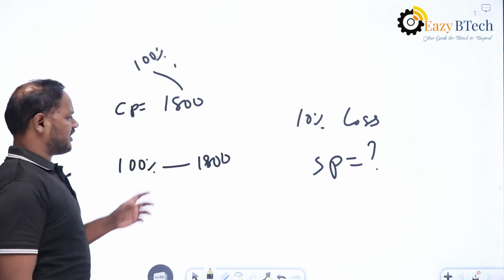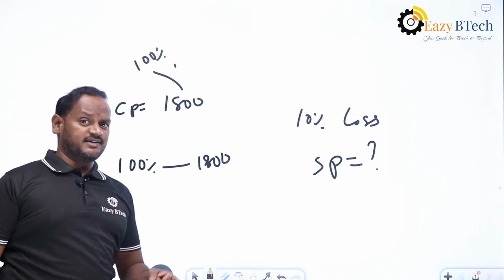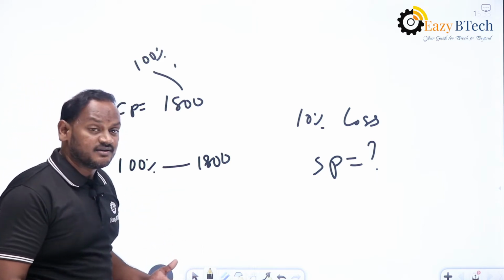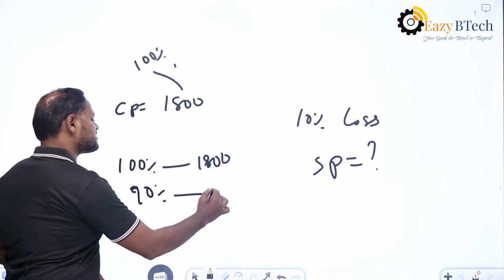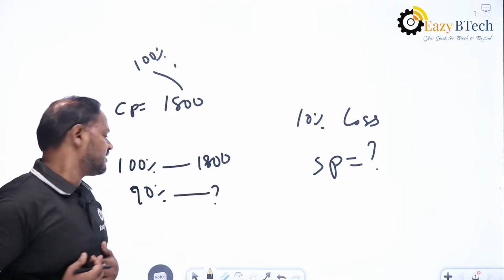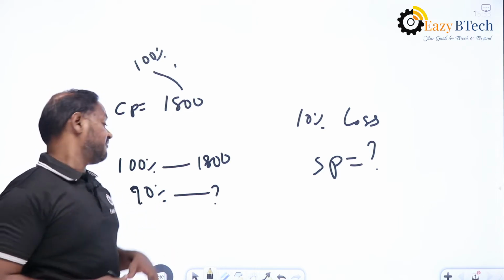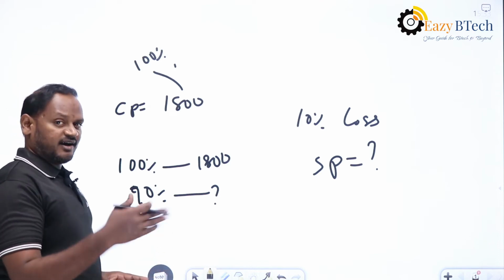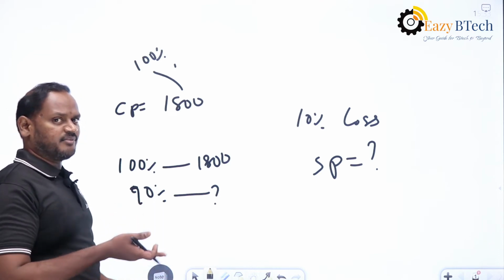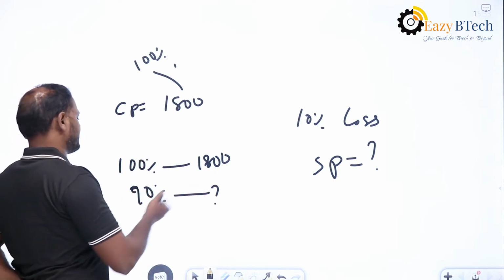If 100% value is 1800, I need to get 10% loss, right? 10% loss on what? On 100% only. That's why I need to sell it for only 90% worth. Why 90%? If I get 10% profit, I can get 110. If I get 10% loss, that should be 100 minus, right? Okay. Profit 100 plus. Loss 100 minus.